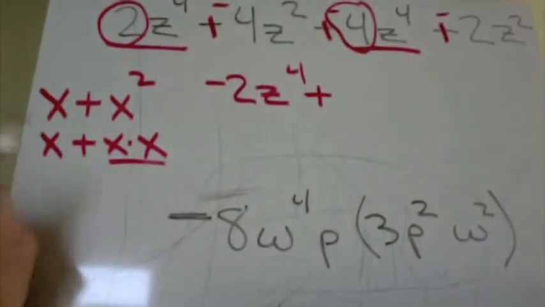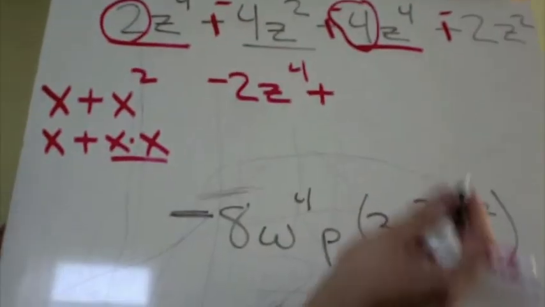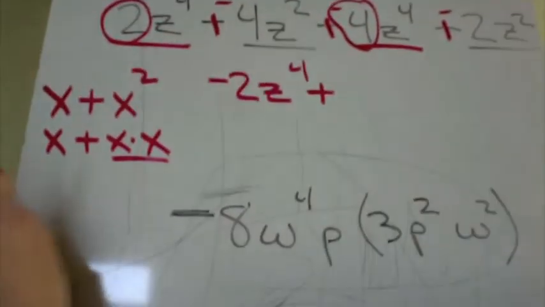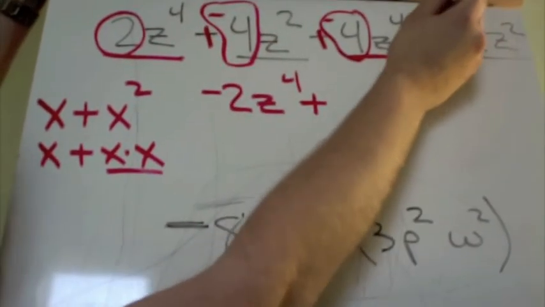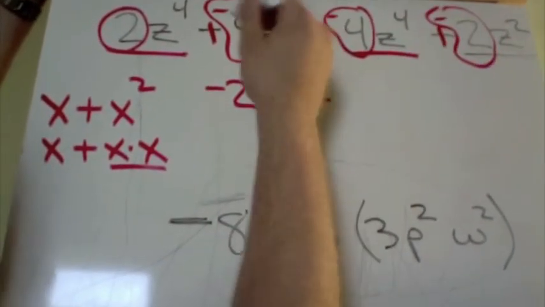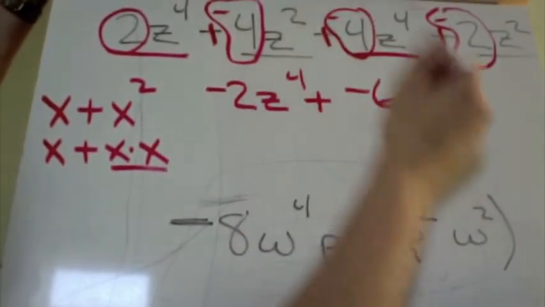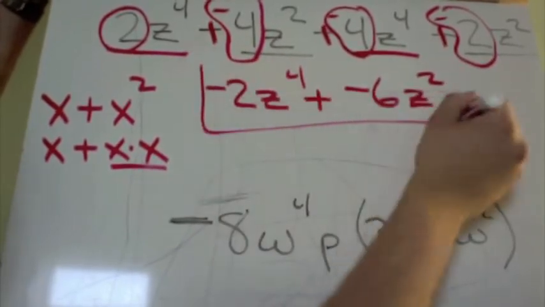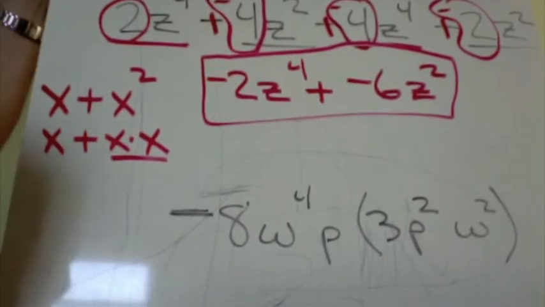I'm going to see if there's anything else I can add together. And I look at this and go, aha, that's a z squared. That's a z squared. So I simply take their coefficients and add them together. What's negative 4 plus negative 2? Well, that's negative 6, and it is a z squared. So that is the final result of that.